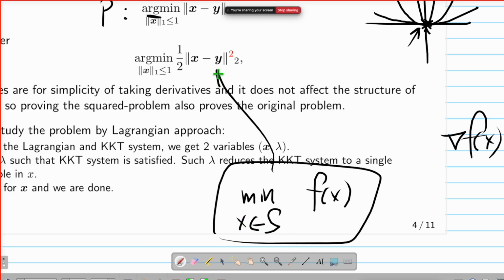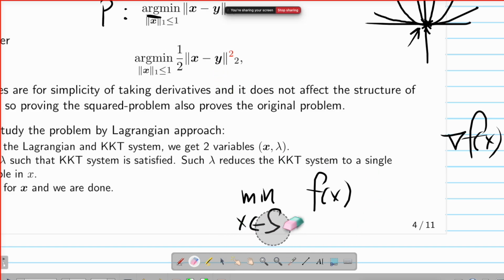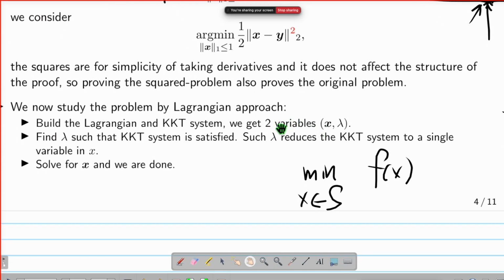And then we want x inside set S. So this is this, right? Previously, this was a very easy set, so I could just do a projection onto the set. But now this is not an easy set. So what do we need to do? We need to introduce a new variable called the Lagrange multiplier, lambda. And then we need to consider something called KKT.